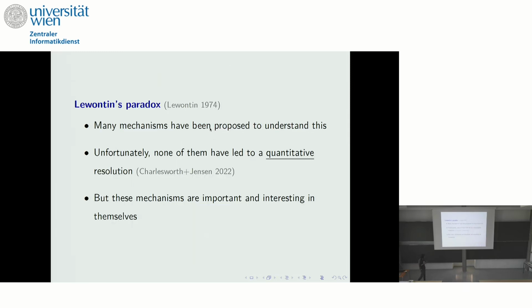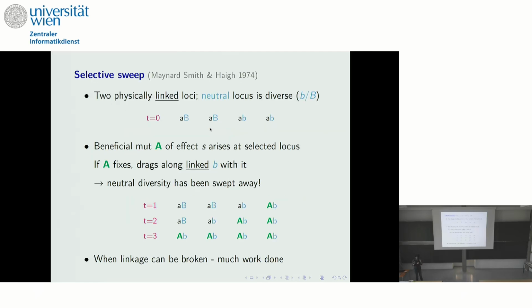Okay, good. So these mechanisms people have thought about because it's a 50-year-old problem. There are lots of mechanisms to explain this, but to date we don't have a quantitative resolution of this problem. All these mechanisms that have been proposed reduce diversity, but not by these orders of magnitude. So we will keep this Lewontin's paradox in the back of our mind and just think about these mechanisms on their own, because they're important and interesting.